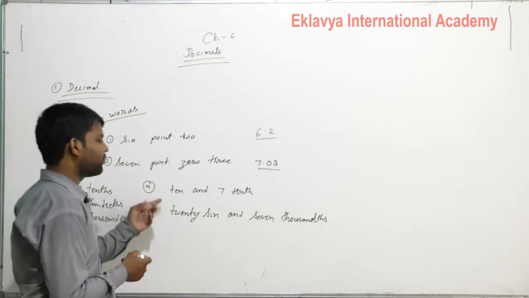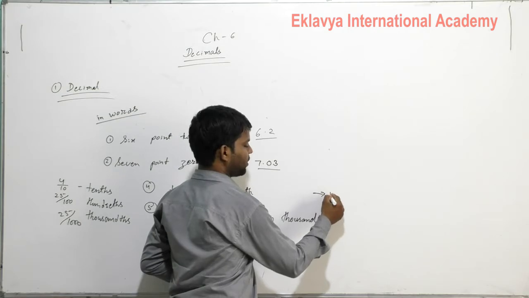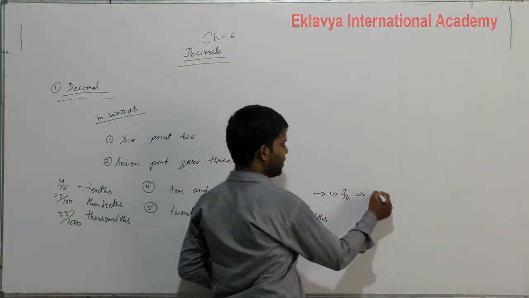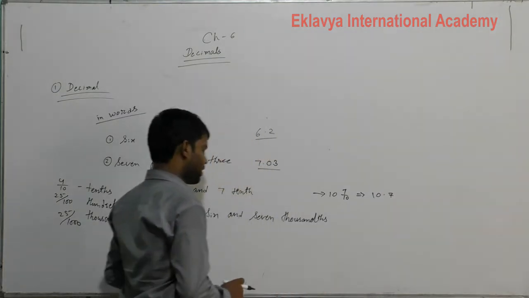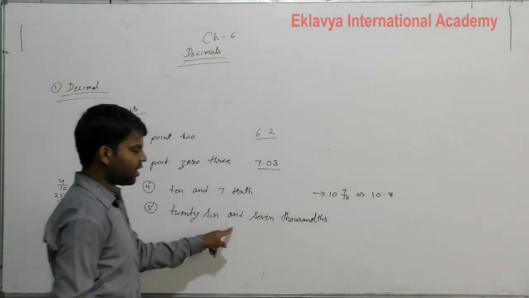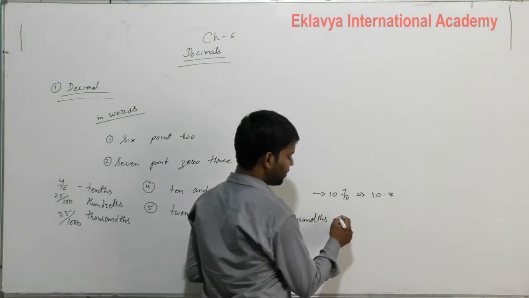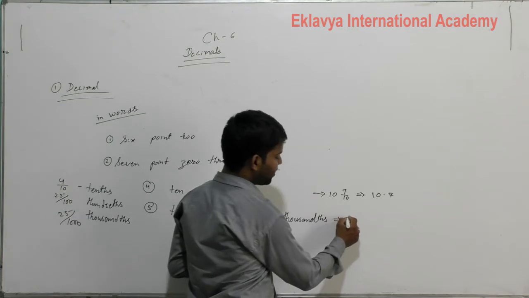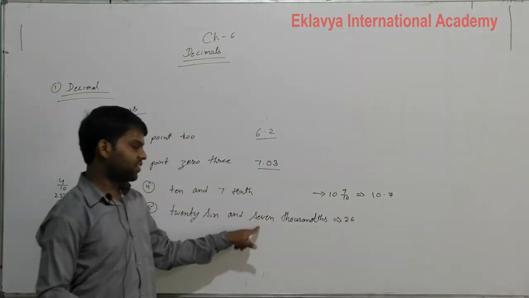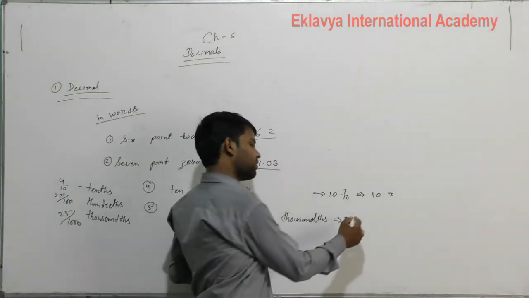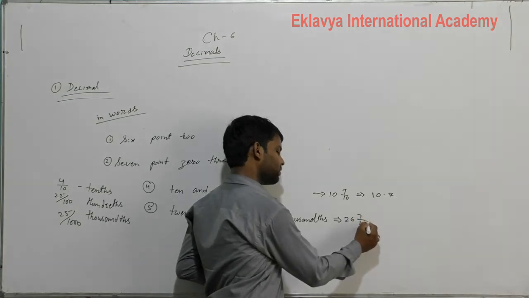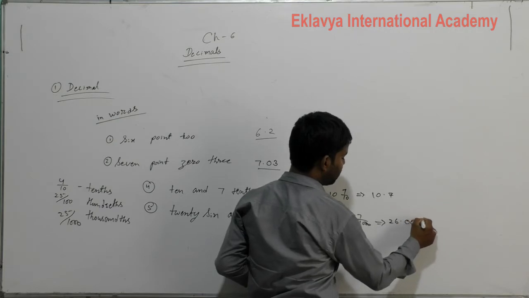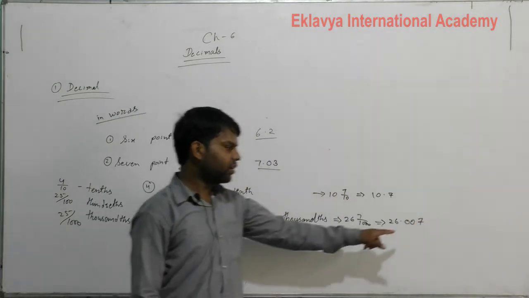So this number we write like 10 and 7 upon 10, it means 10.7. What does it mean for 26 and 7 thousandths? First we write 26, then 26 is here. After that 7 thousandths means 7 upon 1000. So we will see here 26.007. Why did we get 2 zeros here?